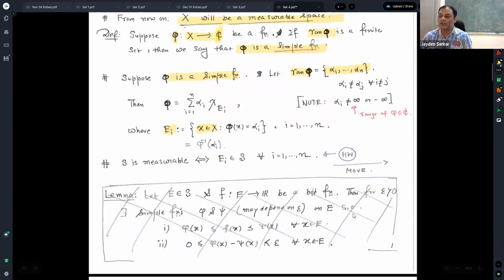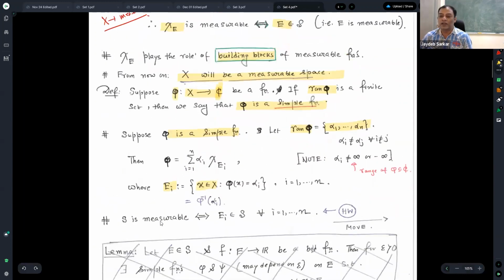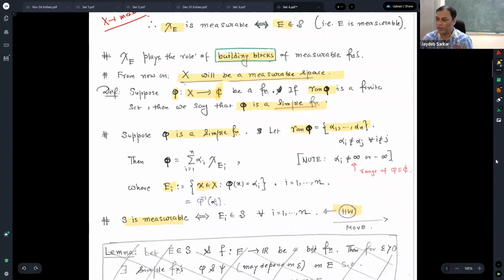From this definition, a simple homework is the following: the function phi is measurable if and only if all these E_i's are measurable. So this S is Rudin's notation.